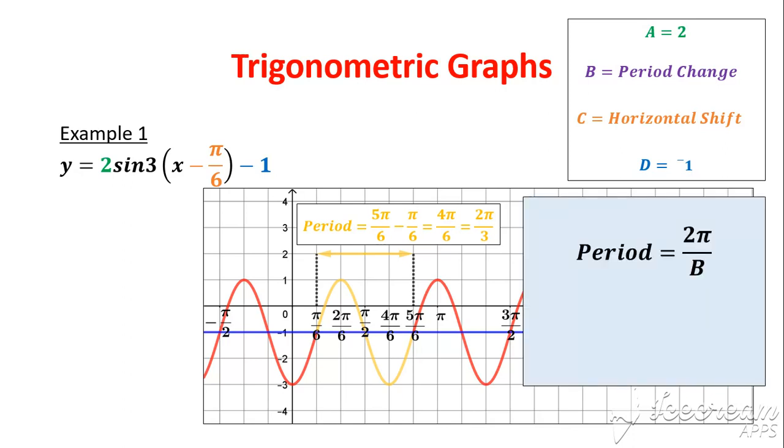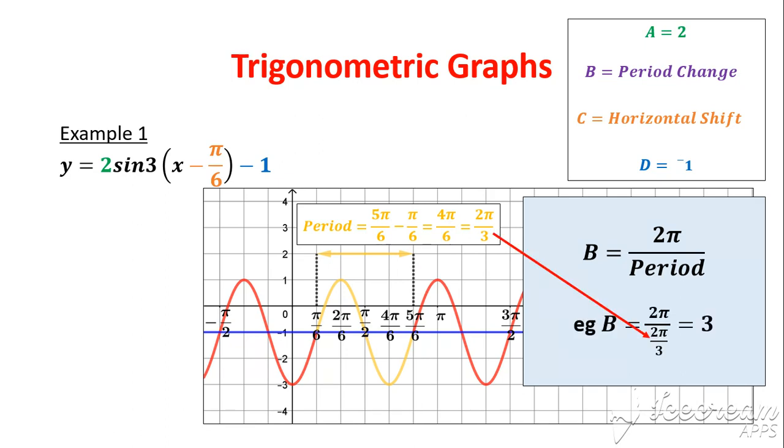Now we're going to use our little formula. I hope you're starting to get familiar with this. The period is equal to 2 pi divided by the number b. We flip it over, so b is equal to 2 pi divided by the period. We've just calculated the period of this graph is 2 pi over 3, so 2 pi divided by 2 pi over 3 gives us 3, which is how we get the value of b. b is equal to the number 3.